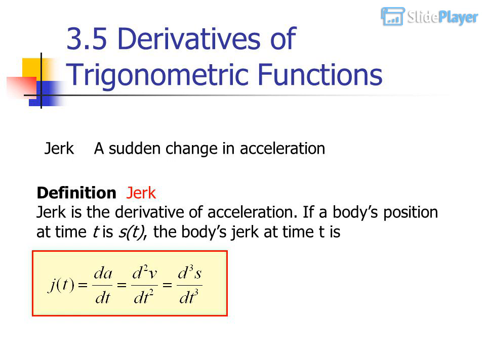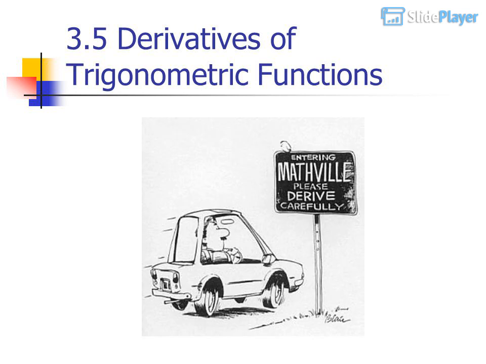Jerk. A sudden change in acceleration. Definition: jerk. Jerk is the derivative of acceleration. If a body's position at time t is s(t), the body's jerk at time t is the derivative of acceleration.